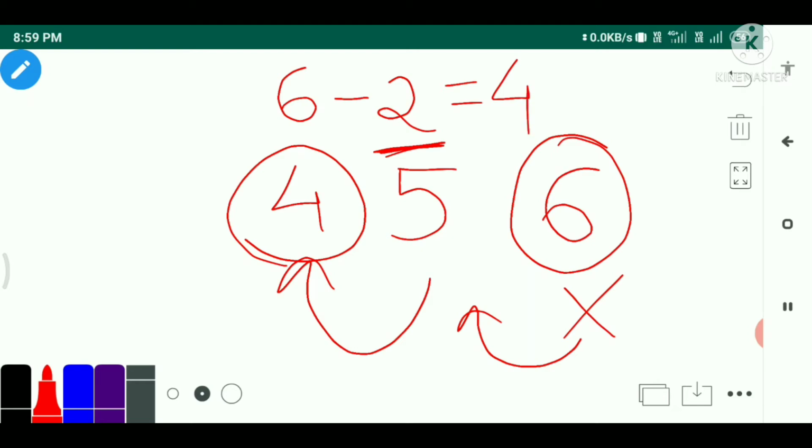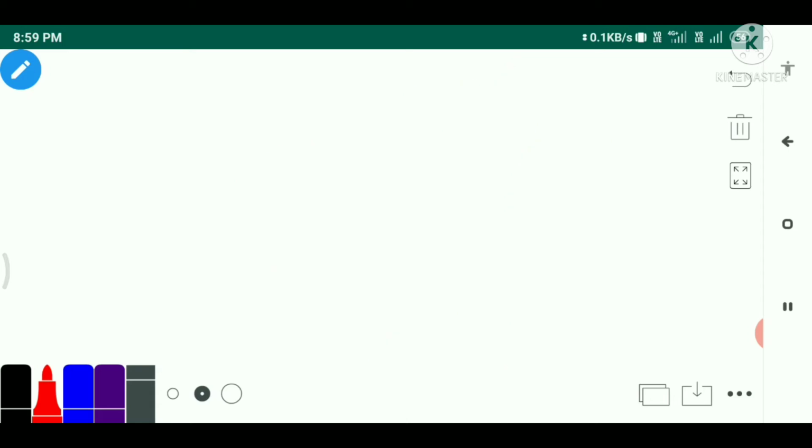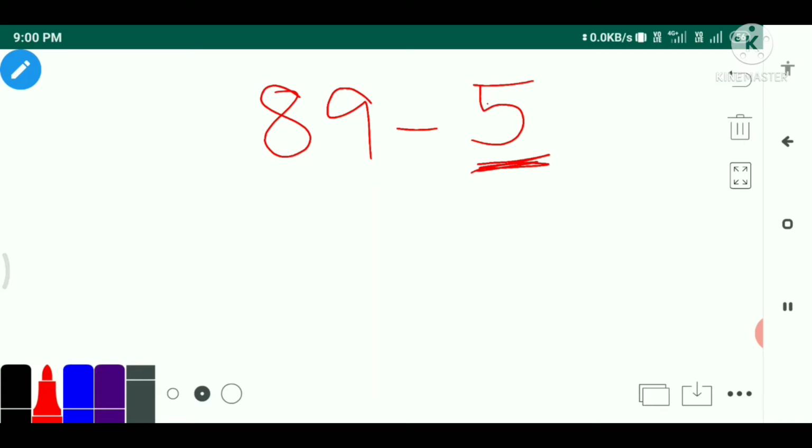Are you getting my point? One more example I will tell you. Suppose a 2-digit number is there, 89, and you have to subtract 5 from 89. How will you do this? We'll use subtracting by crossing backward. That means we will move in backward direction. How many steps will we move? 5 steps we will move.